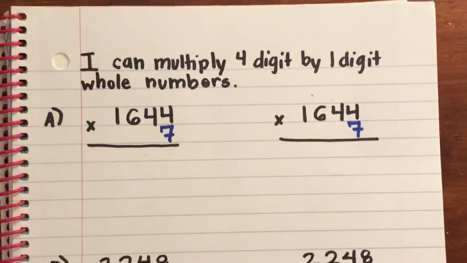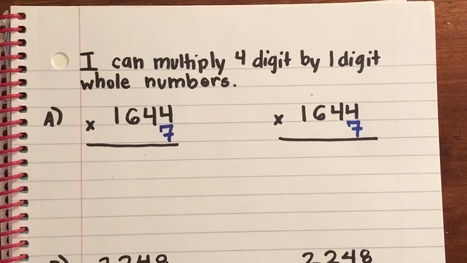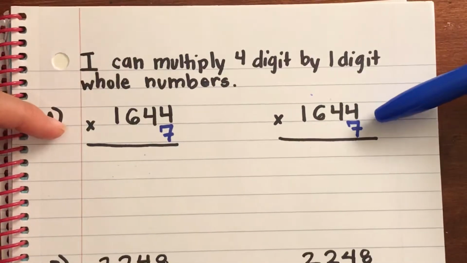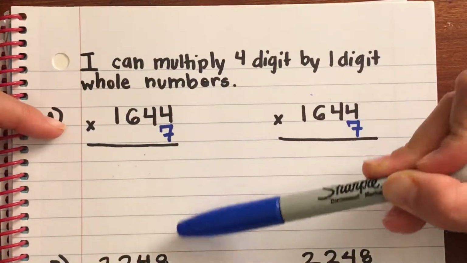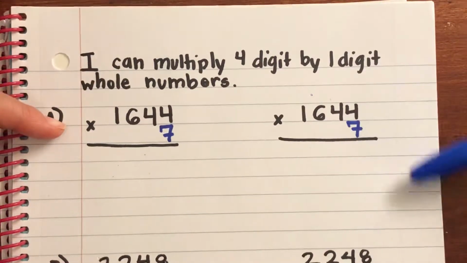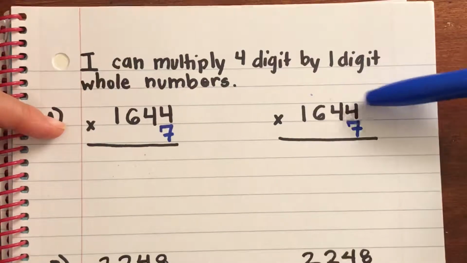All right, so our I can for today is I can multiply 4-digit by 1-digit whole numbers. I have the same problem written out twice, so we can see it in the expanded form, writing out each partial product, and then the standard algorithm, which is like the condensed form, which is the 5th grade standard.